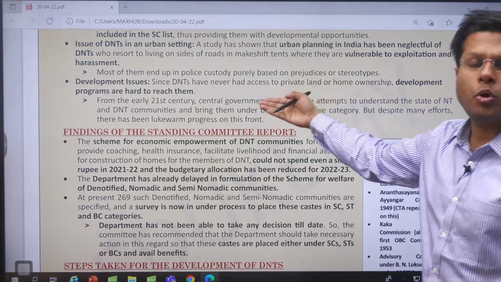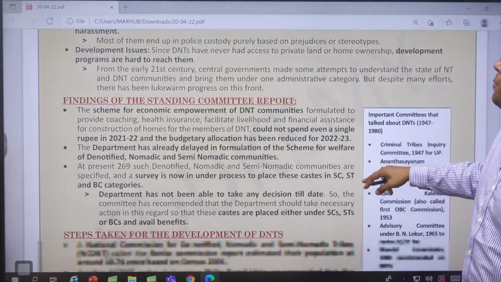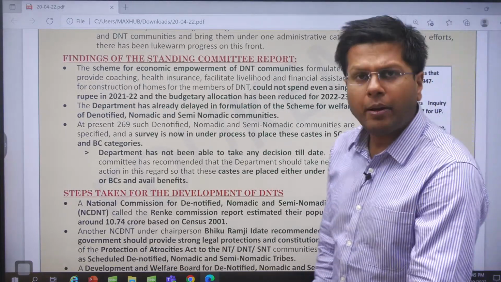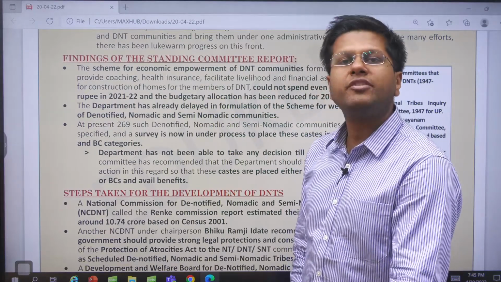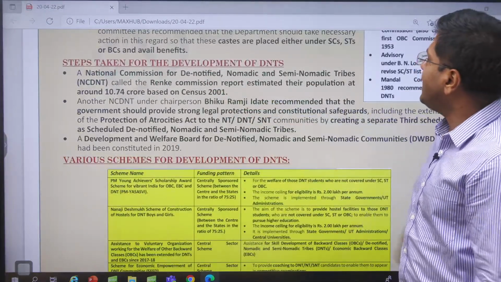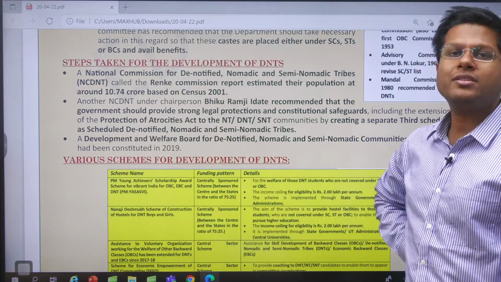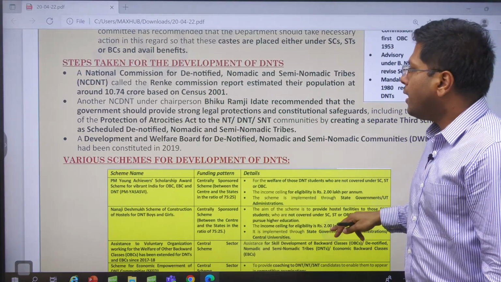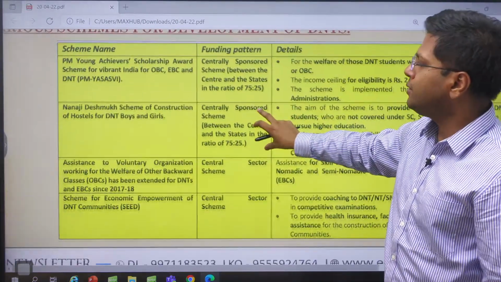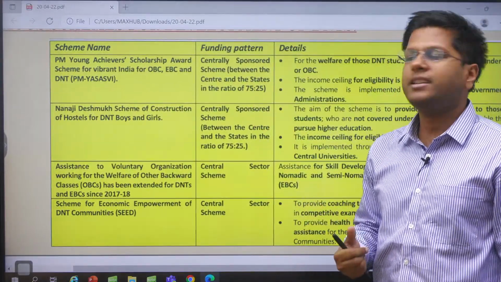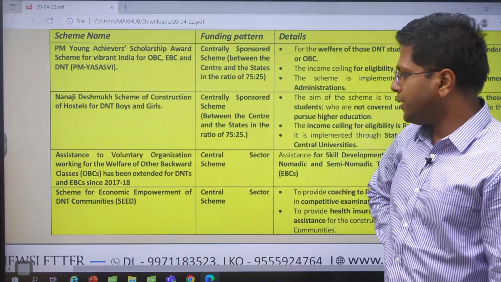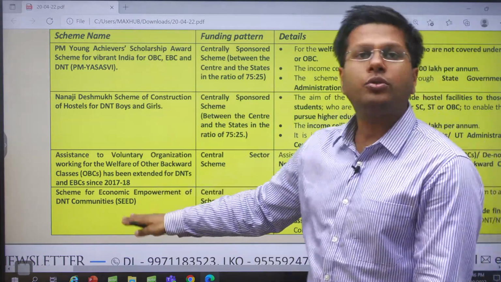The community is still getting explored and found at various places in the country, right? So many committees have presented reports on denotified tribes. For example, some have spoken about the total population. Some reports have spoken about the kind of schemes that they must be awarded. For example, one committee, the Renke Commission, has said that their population is at 10.74 crore based on census 2001. Similarly, other committees have recommended development and welfare programs. They are, for example, providing hostels for young boys and girls, giving them scholarships, having voluntary organizations working for them, right? So providing economic empowerment to denotified communities.